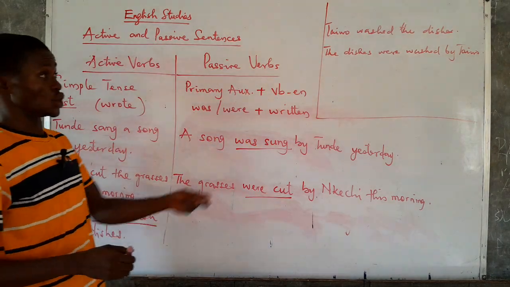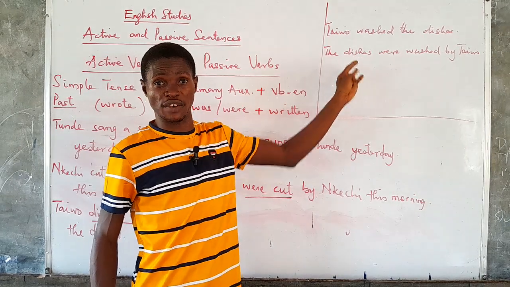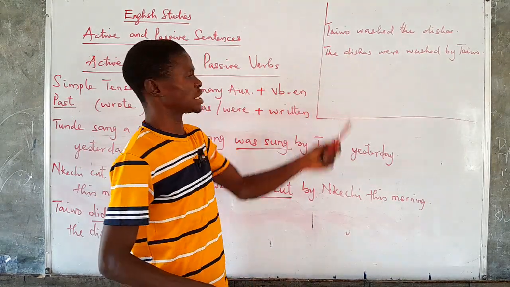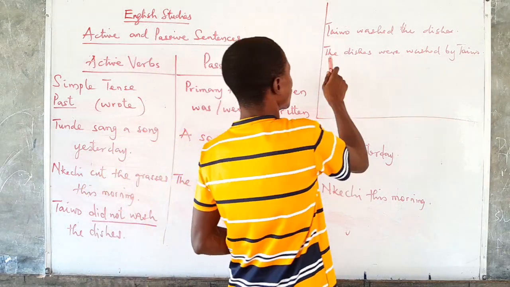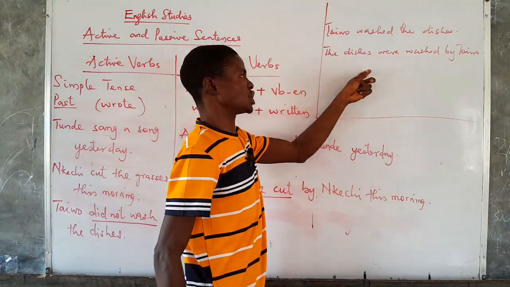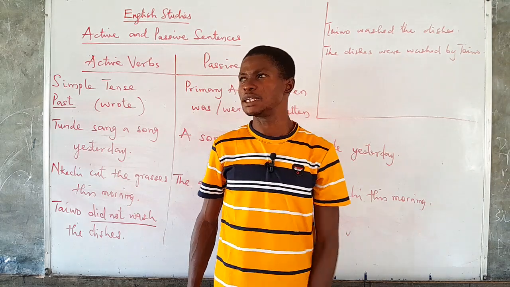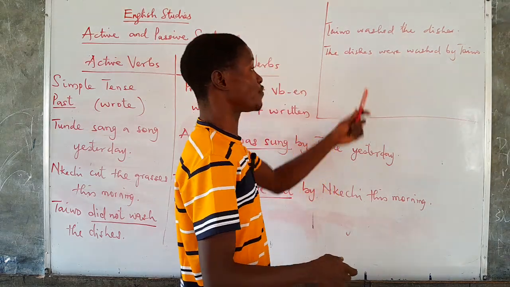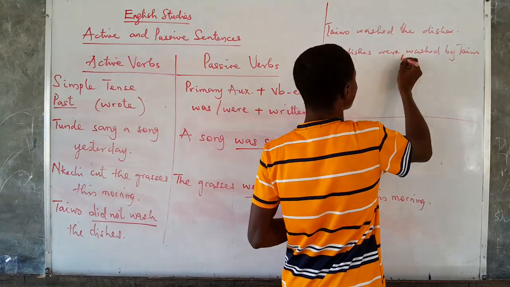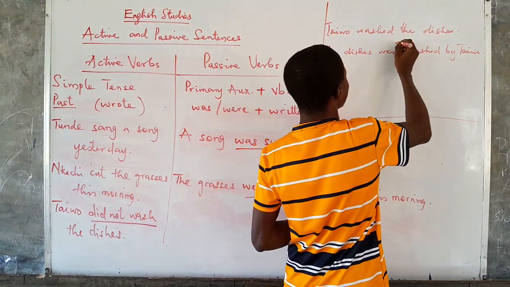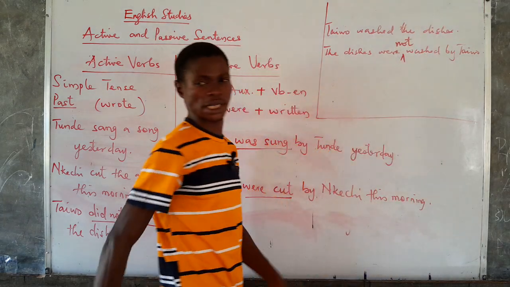Now, you need to convert this to passive. How do we do that? You've already discovered the positive answer. How do you change this positive to negative? That would have been the easiest part. Now, what will be the negative form? The dishes were washed by Taiwo. You just need to add adverb of negation, negative adverb, to the auxiliary that we have. Not. Simple as saying this.